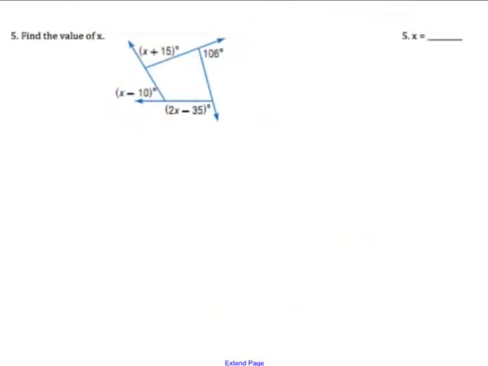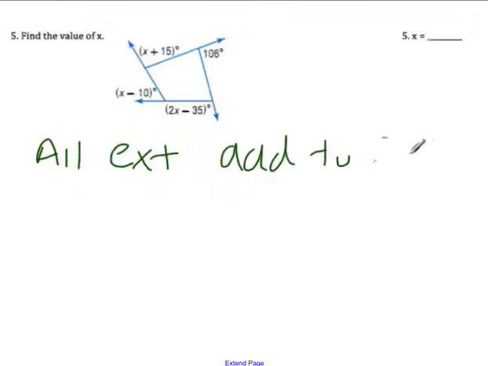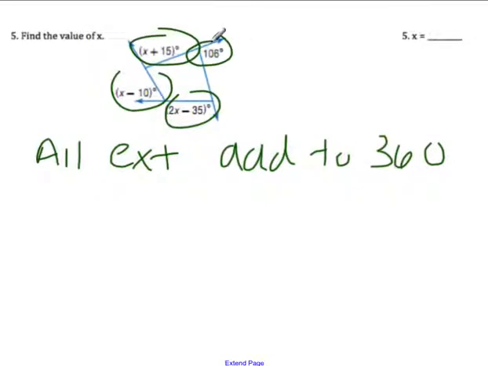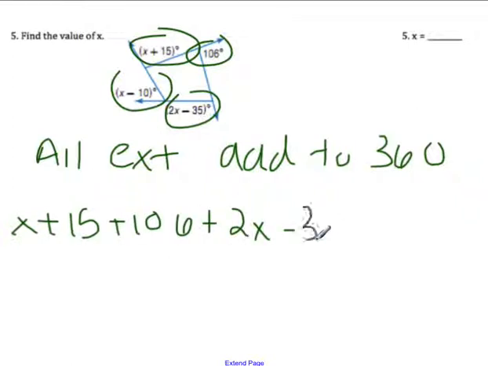So all of those are exterior angles. Remember, all exterior angles add to 360. So all of this needs to add to 360. So we have x plus 15 plus 106 plus 2x minus 35 plus x minus 10. All of that is equal to 360.